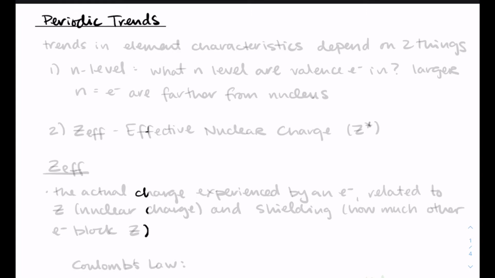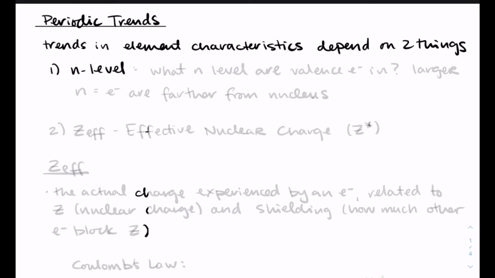So all of this together will let us explain and talk about periodic trends. These are trends in characteristics of the elements, and they depend on two things. The first thing they depend on is the n level, by which I mean which n level the valence electrons are in. If you have a larger n level, those higher energy levels, those are farther away from the nucleus. That will affect things like how easy it is to take them away.